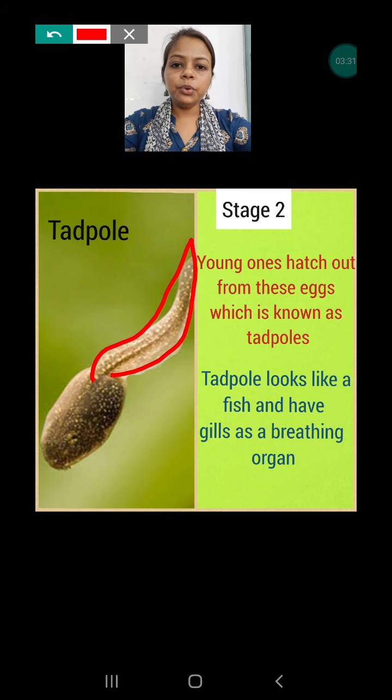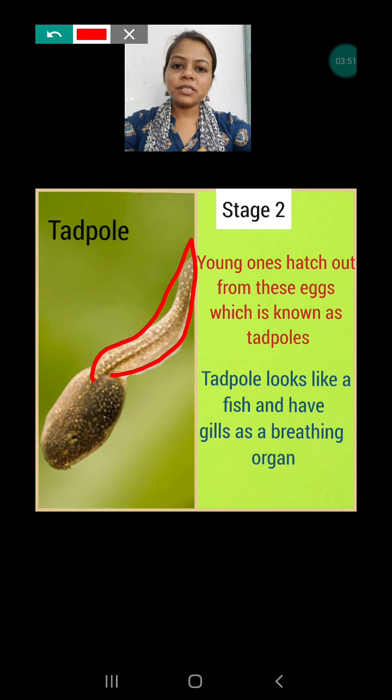And do you know they have gills? This is what I wanted to explain about the breathing organ. I told you the frog has breathing organs, that is skin and lungs, but that is when they are adult. But in this stage, when they are tadpoles, they have to live in the water all the time.